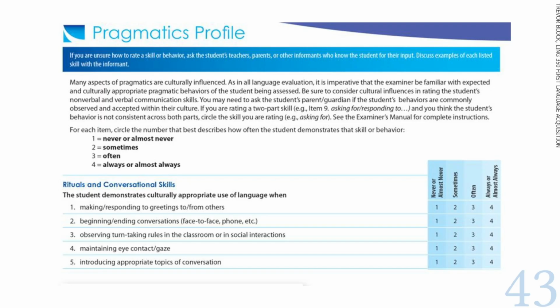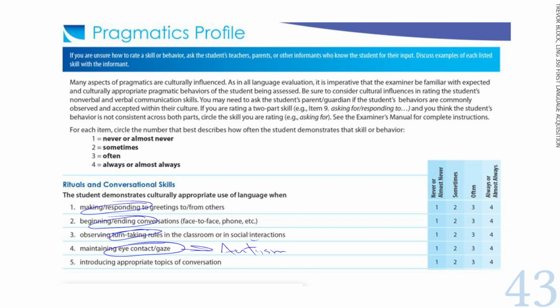The other one was listening. This one is more about how they're doing in social interaction. Are they responding to greetings from others? Are they beginning or ending conversations, or are they just walking out when they're done talking? Are they taking turns? Are they maintaining eye contact? Again, a lot of these indicators might be something else, like our lovely friend Autism, which we'll be talking about. Are the topics appropriate?